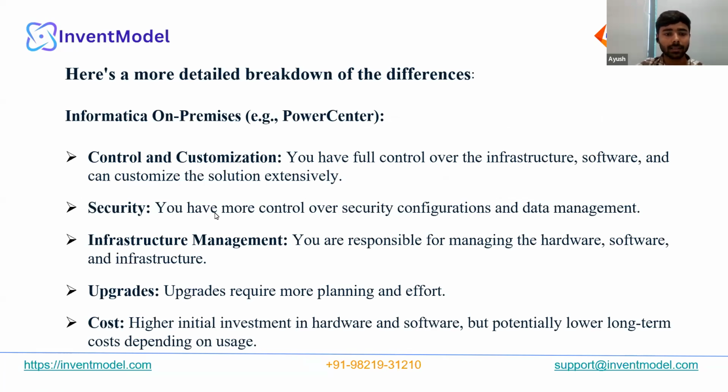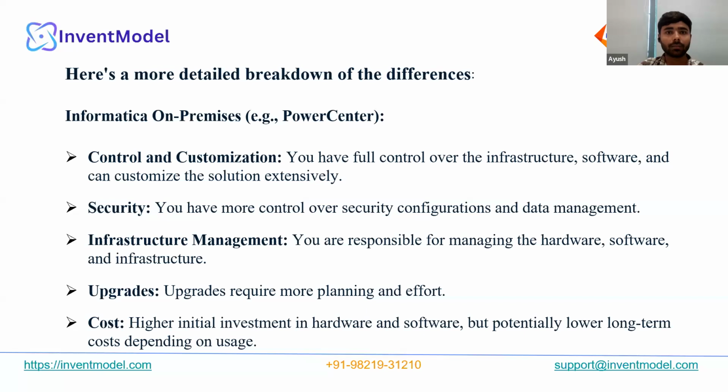Control and customization. In Informatica on-premises, we have full control over the infrastructure because it is built in our own organization. So we can control all the software and customize it as per our requirements. If we face any issue in our organization, we can contact Informatica and they can fix it. But if we face any issue in the cloud, it will take more time.